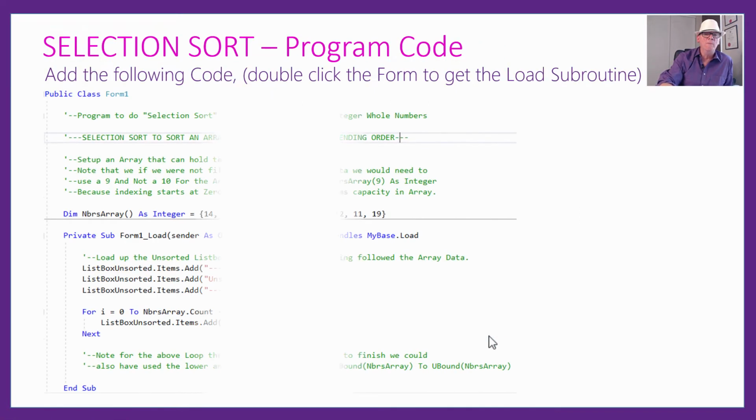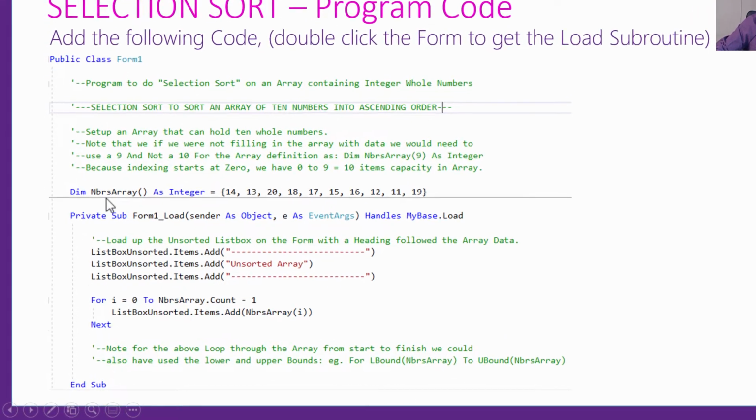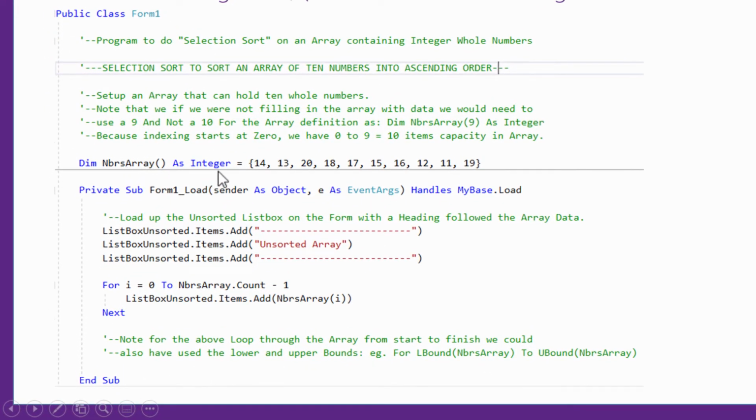So let's get into the coding. What we need is to set up a numbers array, and we're going to have the numbers between 11 and 20 in unsorted order. So we've got 10 items, and they're going to start at index 0 and finish at index 9, because remember VB starts counting at 0 rather than 1. You should know that from our previous lessons.